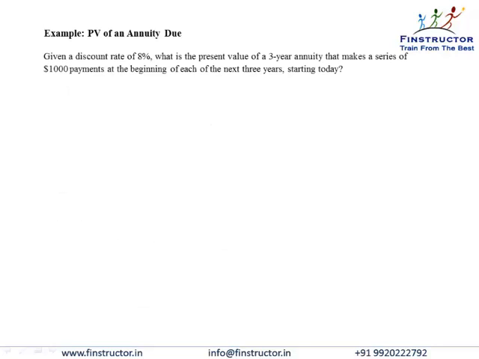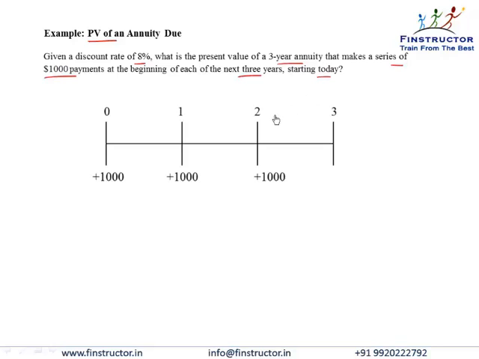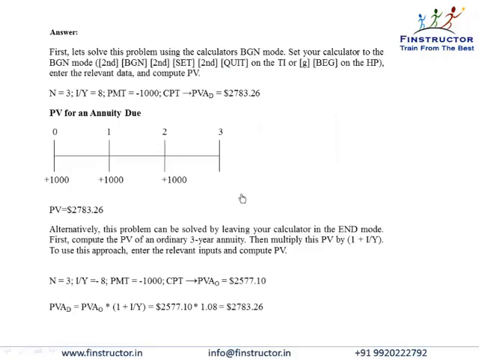So just like we calculated the future value of an annuity due, in the same manner we can calculate the present value of an annuity due. So given a discount rate of 8%, what is the PV of a 3-year annuity that makes a series of $1,000 payments at the beginning of each of the next 3 years starting today? Please do the calculation on your own, guys, and you can verify your solution as given in the slide. You should get the answer to be 2783.26, the same concept that you will carry forward.